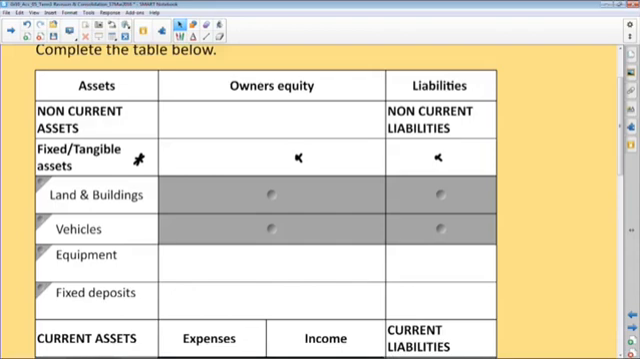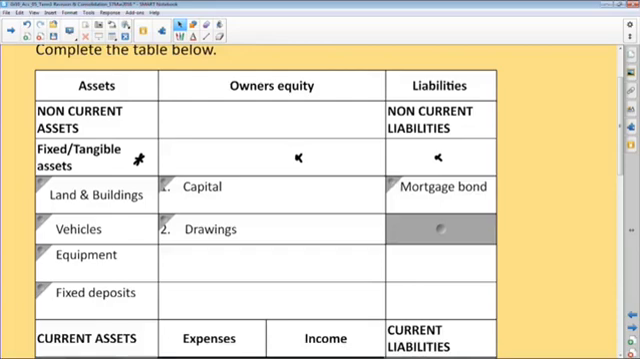Let's go on to owner's equity. Remember, we have your expenses and income, but we also have capital and drawings. But now your non-current liabilities. Very nice, a mortgage bond. That will be your loan on land and buildings, and then we have a loan from the bank.